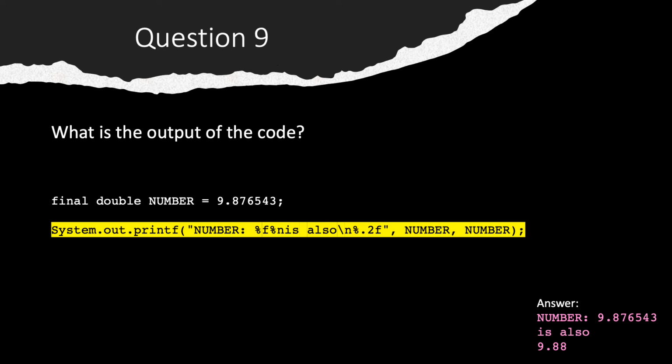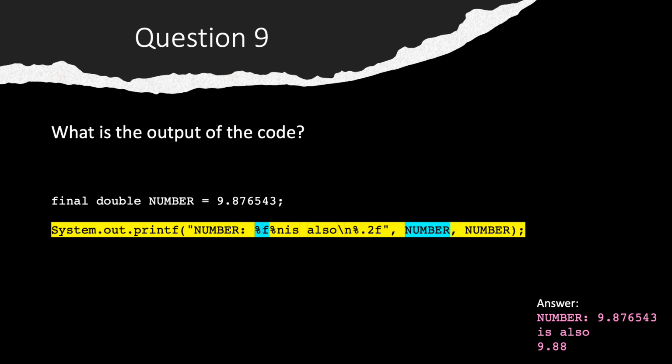Question 9. What is the output of the code? We have final double number equal to 9.876543. And then we have System.out.printf("number %f %n is also \n %.2f", number, number). See here that because this is printf, we use comma to call the variable instead of the plus sign as what we use in print and println methods.